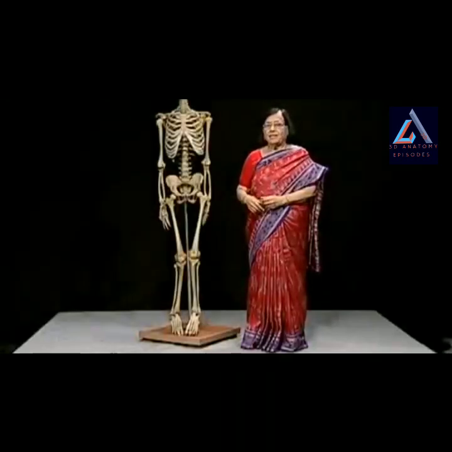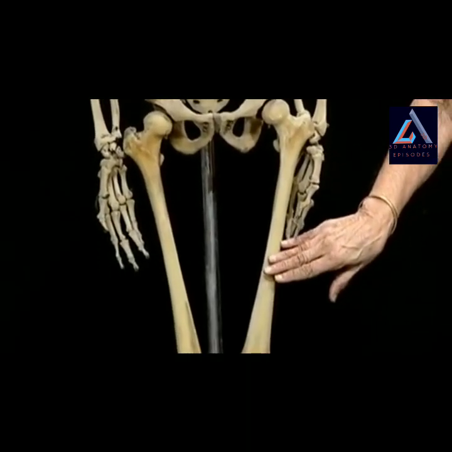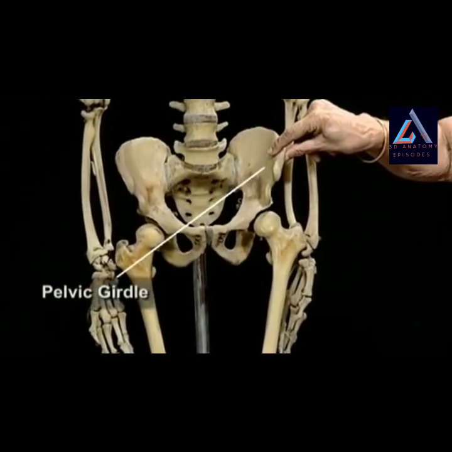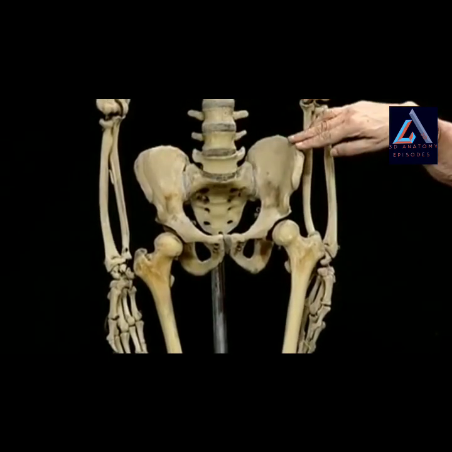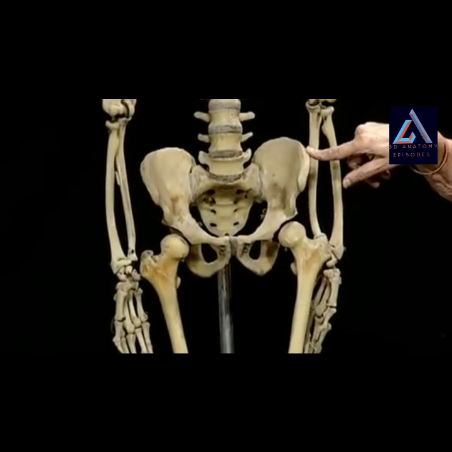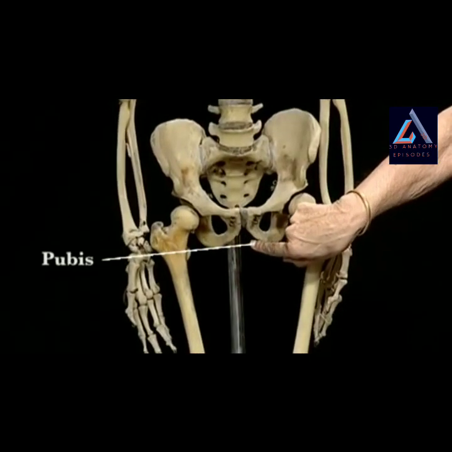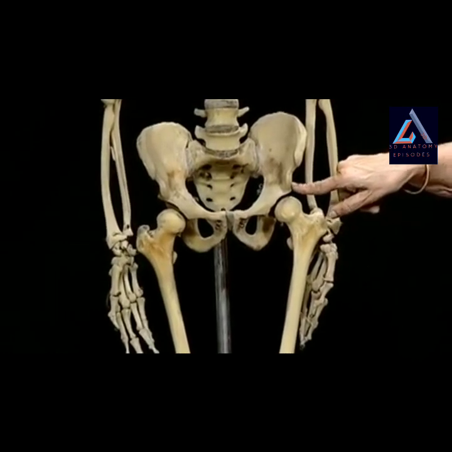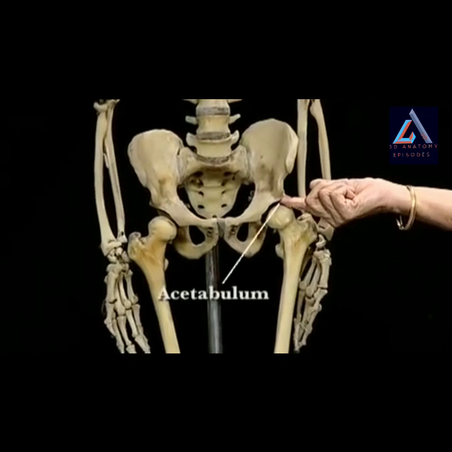Children, now we will discuss the pelvic girdle and the hind limb or leg bones. This is the pelvic girdle. The pelvic girdle also has 2 halves, the right and the left, equal halves for 2 legs. Each half has 3 bones: ilium, ischium, pubis, and the 3 join at one point, and that point has a depression called acetabulum.